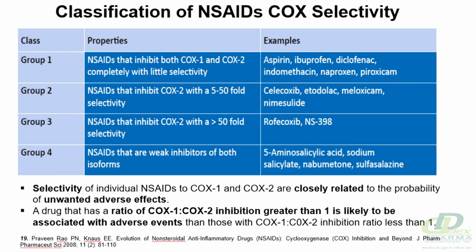Group 3 are those NSAIDs that inhibit COX-2 preferentially with greater than 50-fold selectivity like rofecoxib, which was found to be associated with stroke and myocardial infarction. Lastly, Group 4 are those that are weak inhibitors of both isoforms. It would appear that the selectivity is closely related to the probability of unwanted adverse effects.